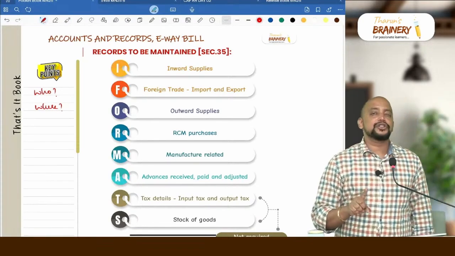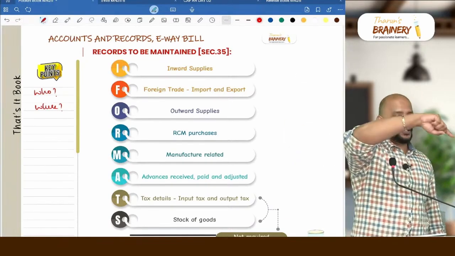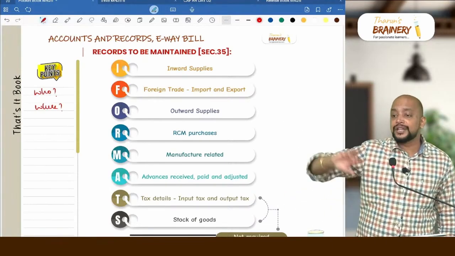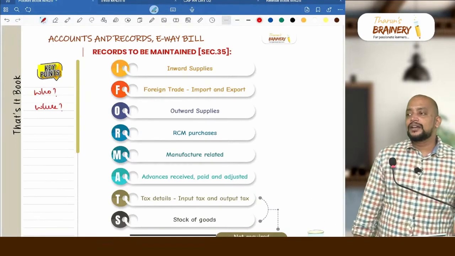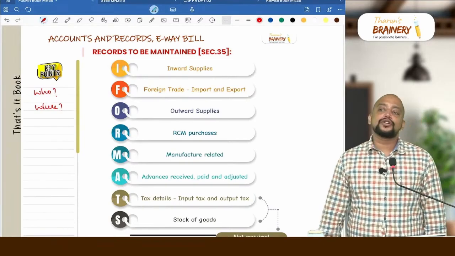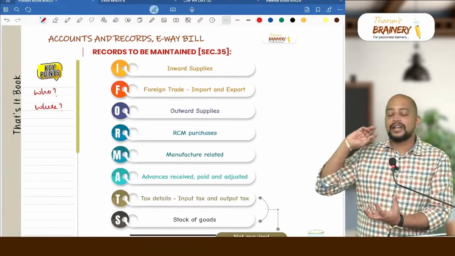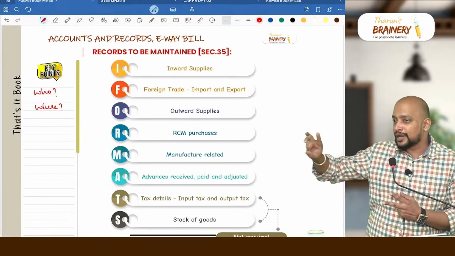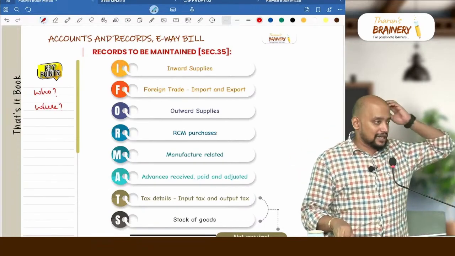Then next one, we need to see where these accounts and records are to be maintained. In the principal place of business, accounts and records pertaining to all the places of business are maintained, whereas in every additional place of business we need to maintain accounts and records pertaining to that additional place of business. Say for example, within the state I have three different places of business. Say Chennai is my principal place of business and Madurai and Coimbatore are my additional places of business. So in Chennai I need to maintain accounts and records related to Chennai, Madurai and Coimbatore, whereas in Madurai I need to maintain accounts and records of only Madurai, and in Coimbatore only accounts and records of Coimbatore. So that is about where the accounts and records are to be maintained.